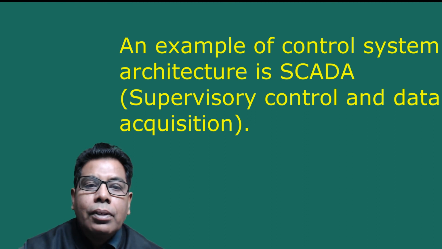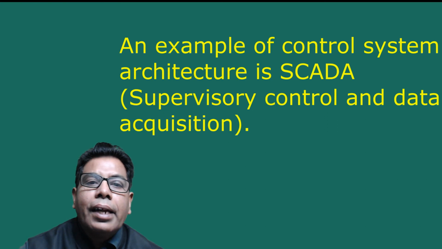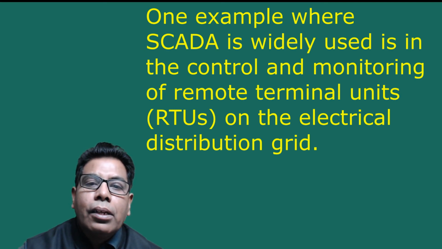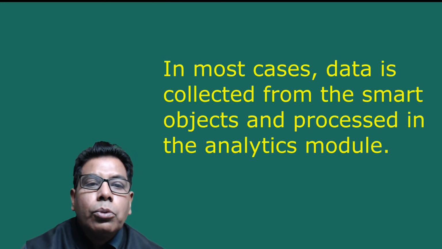An example of control system architecture is SCADA, supervisory control and data acquisition. SCADA was developed as a universal method to access remote systems and send instructions. One example where SCADA is widely used is in the control and monitoring of remote terminal units (RTUs) on the electrical distribution grid. Many advanced IoT applications include both analytics and control modules. In most cases, data is collected from the smart objects and processed in the analytics module.